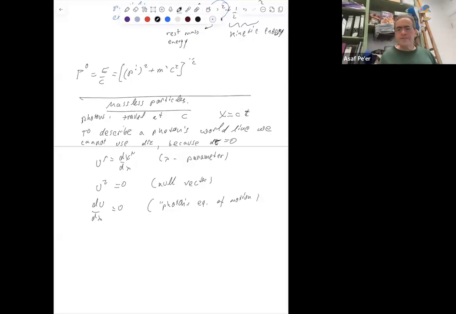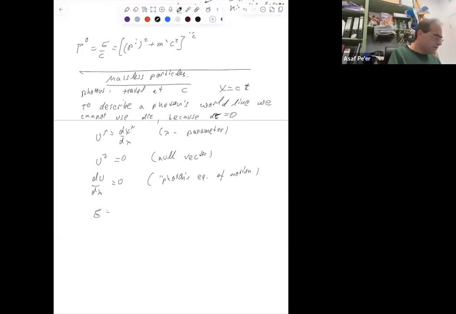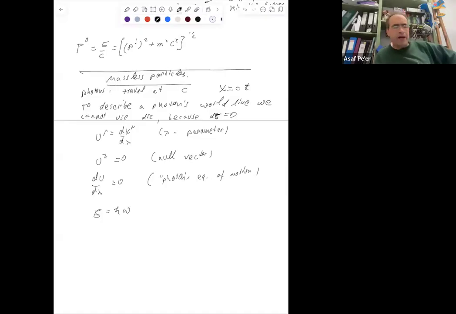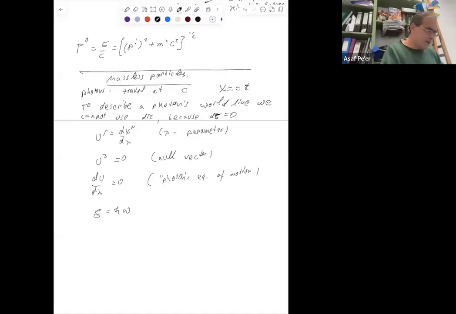What about the photon's energy? Of course, it's an internal property that relates to its frequency, angular frequency, E equals h bar omega, right, or h nu. That, by the way, Einstein himself found. Here h is Planck's constant.